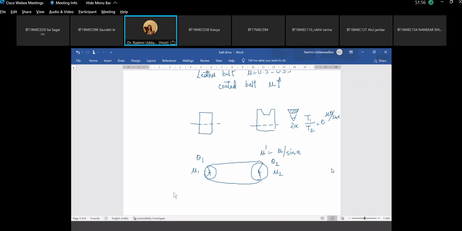So belt tensions here at the smaller pulley would be e raised to mu 1 theta 1, and here it would be e raised to mu 2 theta 2. So even if the material of pulley is same, mu 1 and mu 2 would be same, but theta 1 and theta 2 would definitely be different. Which one should we select for power transmission? Theta 1 or theta 2? The smaller one or the larger one?